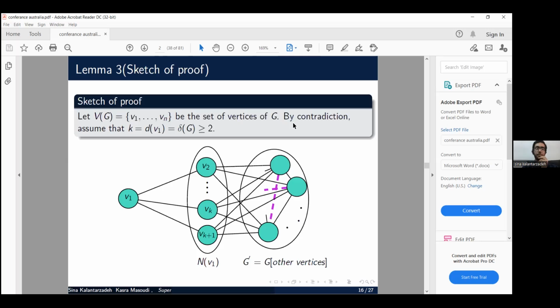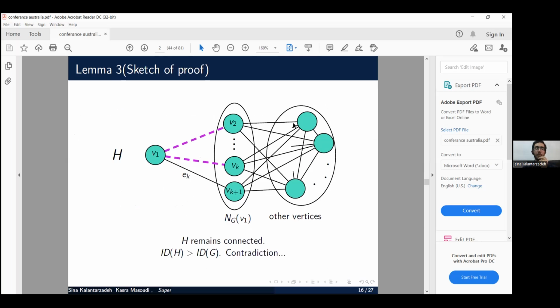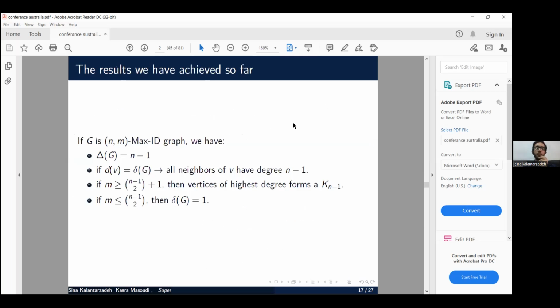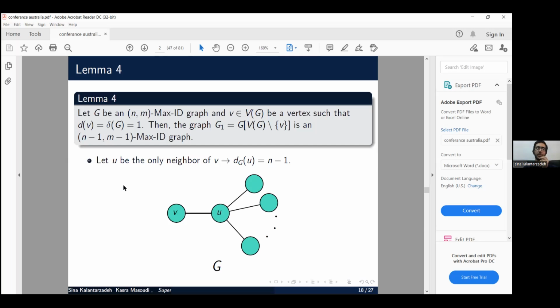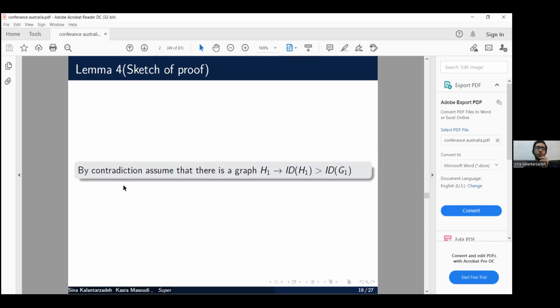and for our purpose to determine the shape of these graphs, we need this lemma, which states that if G is a max ID graph and has the lowest degree equal to 1, and if V is the vertex of degree 1, then if we delete V from G, we obtain another max ID graph, and we again skip the proof of it.